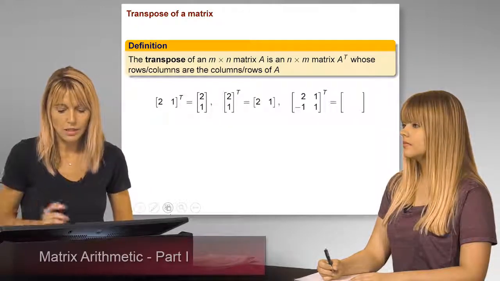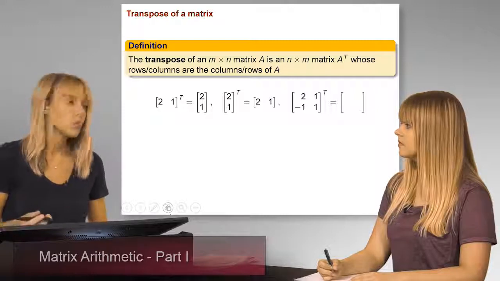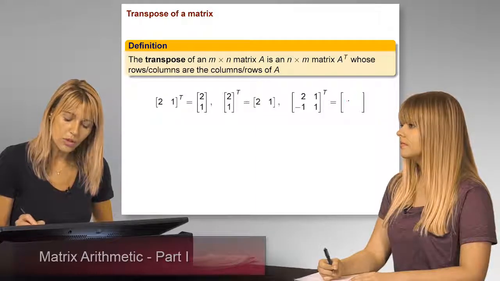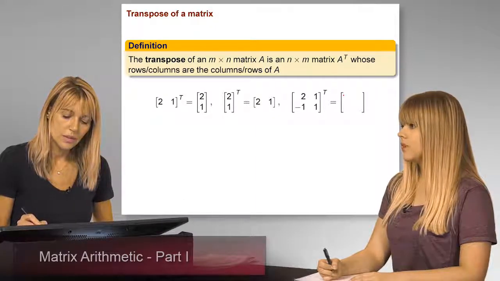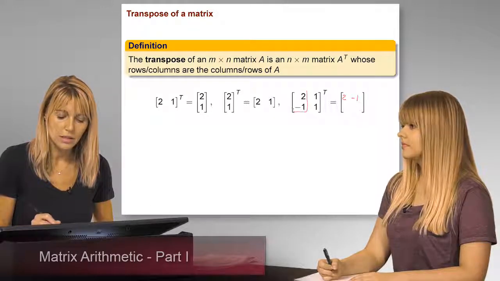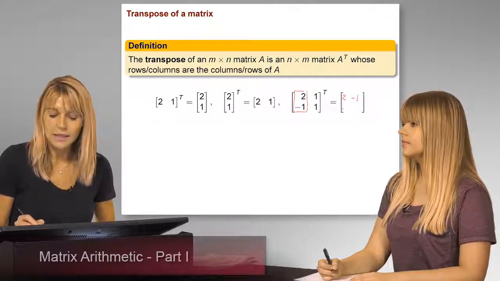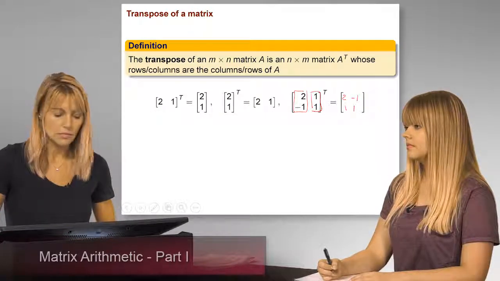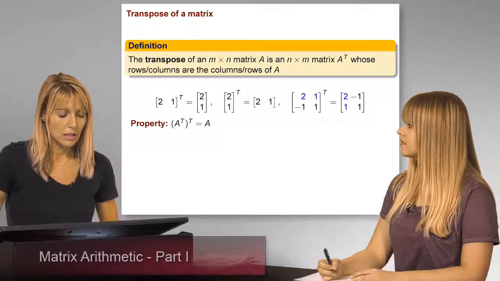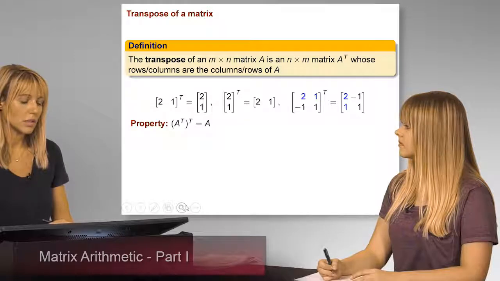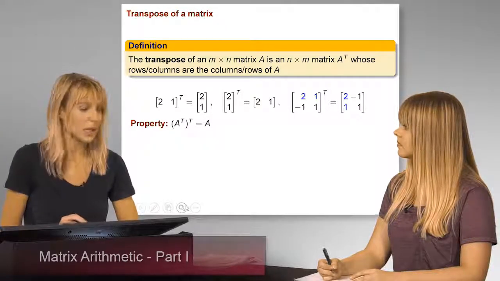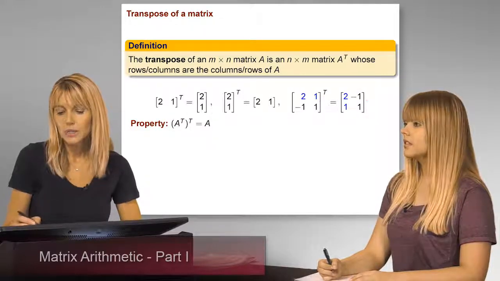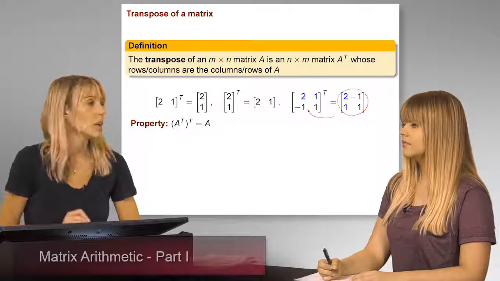Now let's actually look at a matrix. This is a 2 by 2 matrix, so the transpose will also be 2 by 2. And what's the first row of the transpose? (2, -1), absolutely, because it's just the first column of our matrix. And the second row of the transpose will be (1, 1), which is the second column. Okay, let's look at a property of the transpose, which is pretty intuitive. The transpose of the transpose is the matrix A itself, right? If we switch rows and columns again, we get back our original matrix.